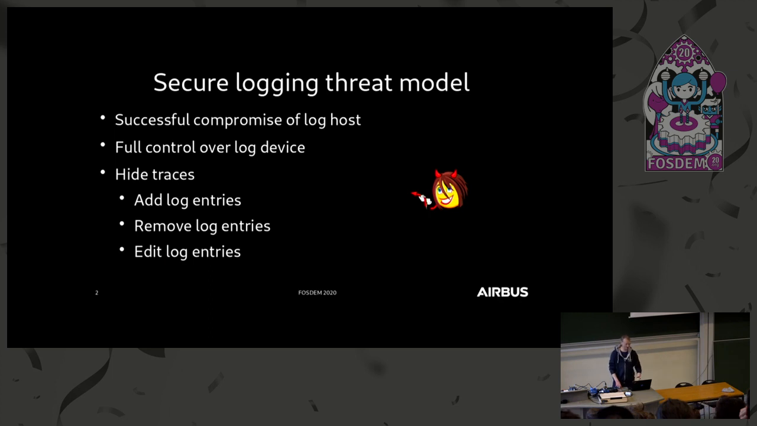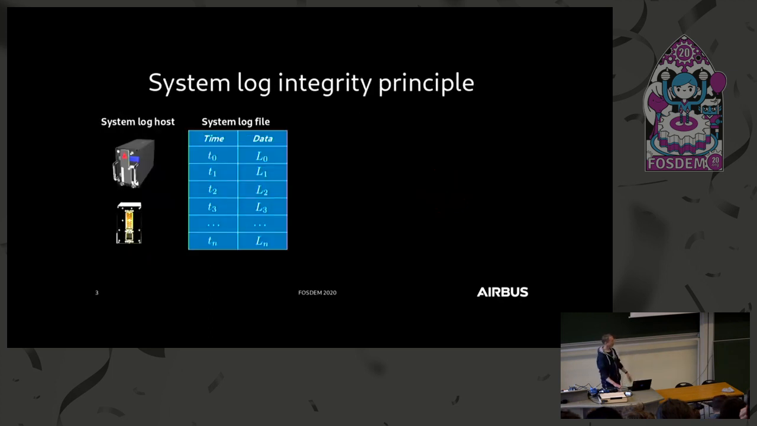So how does log integrity work in principle? We have a log host. Here you see a log host. It's an airborne computer. It is a standard form factor for airborne computers, quite different from the ones you're used to in a server rack, probably. That's an airborne server rack that you see here. So that's our unit, and it is the log host. Other systems are connected to it and are providing log records to that log host. At time T0, we have a log entry L0, and so on. So we have a series of log entries over time.